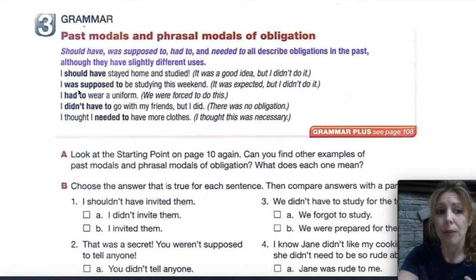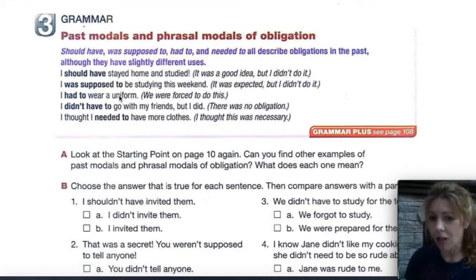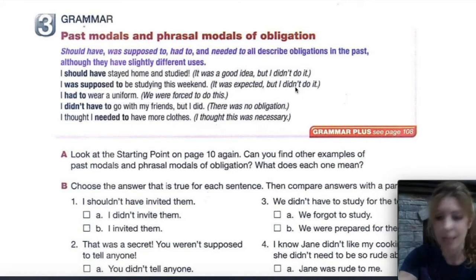Let's see. I was supposed to call my friend when I arrived in town. Okay, well, she expected me to call her. I said that I would call and I didn't. Okay, it was expected. It didn't happen. All right, I was supposed to call. Okay, call, simple tense. So after supposed to, you need a simple tense verb.